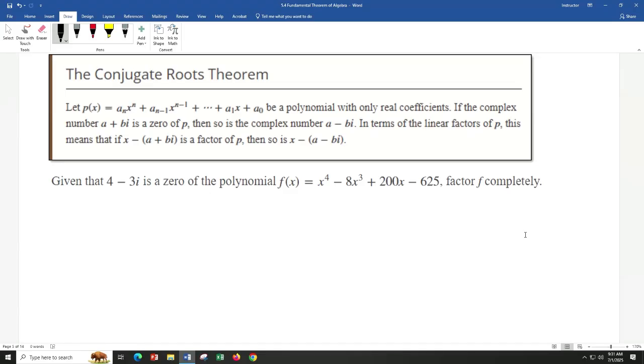So look at this example. Given that 4 minus 3i is a 0 of the polynomial here. That means after this thing's completely factored, this guy ends up being one of your zeros. Okay? Well, then look at it carefully. And I'm going to work it out pretty quickly because I do want to get to some of your homework examples.